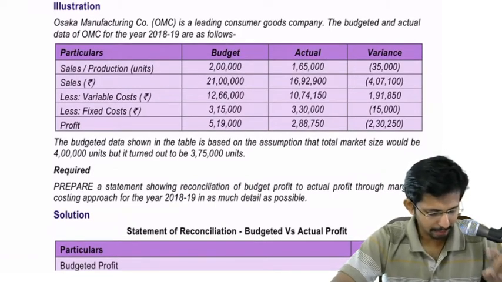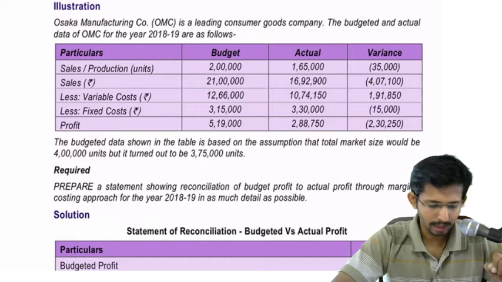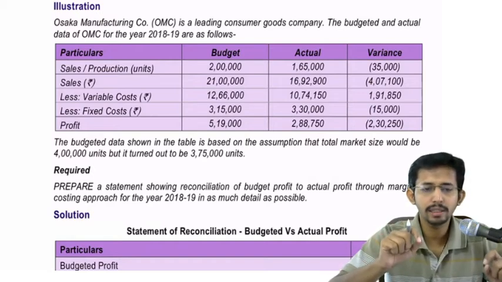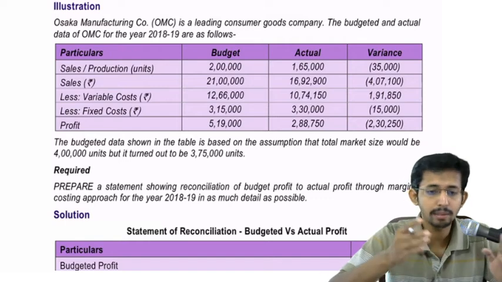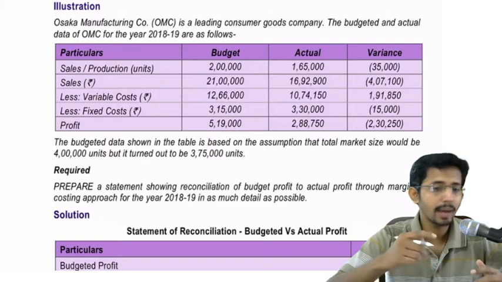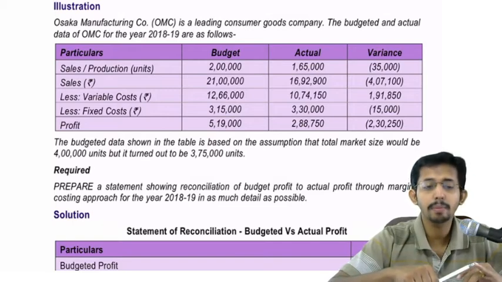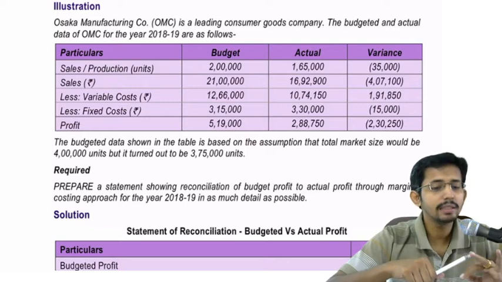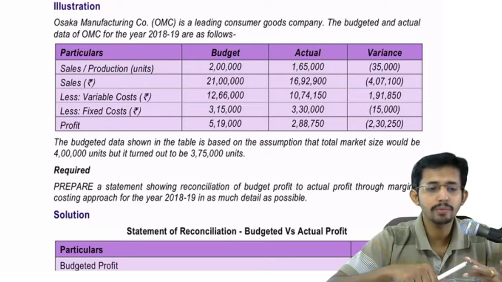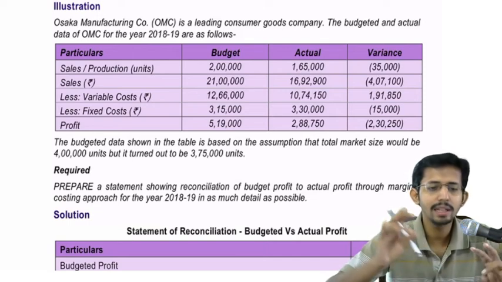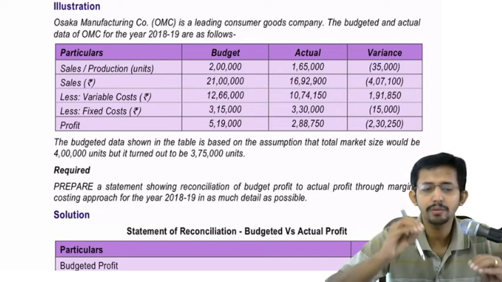Osaka Manufacturing Company, OMC, is a leading consumer goods company. So there is a company. The budgeted and actual data of OMC for the year 2018-19 are as follows. So you have the budgeted data and actual data in a table. You have sales and production in units, the first information is the unit information. Then you have sales in value, variable cost, fixed cost, profit. There is not much classification. It's only sales, variable cost and fixed cost.